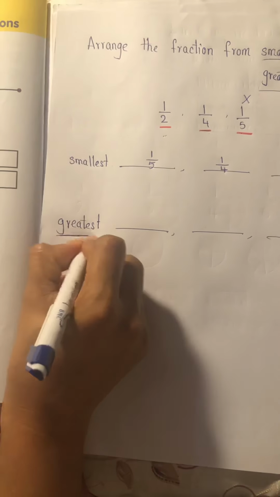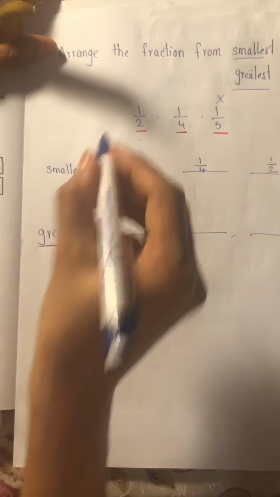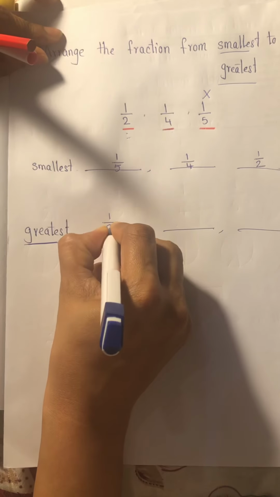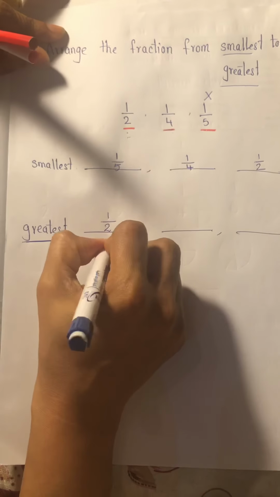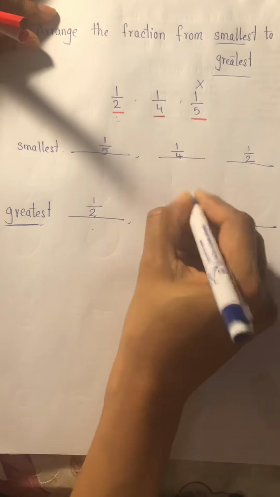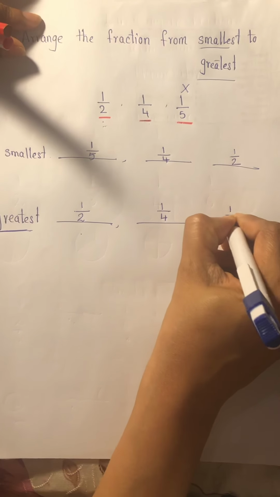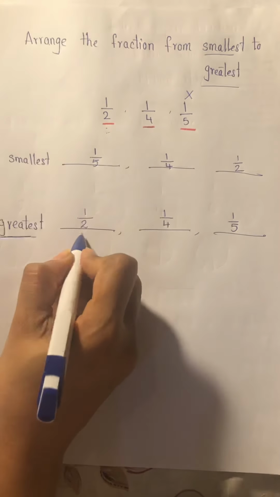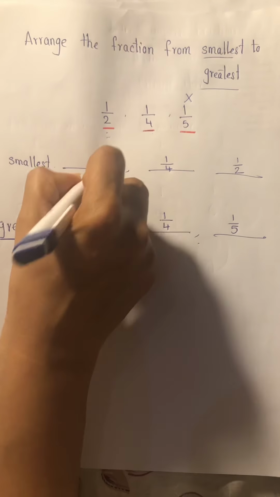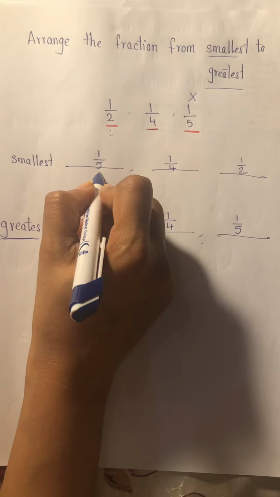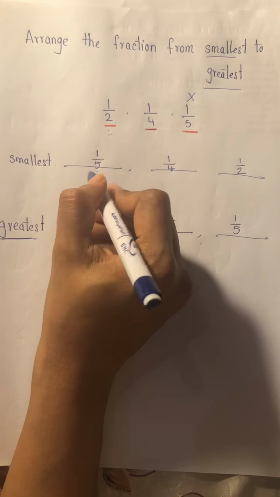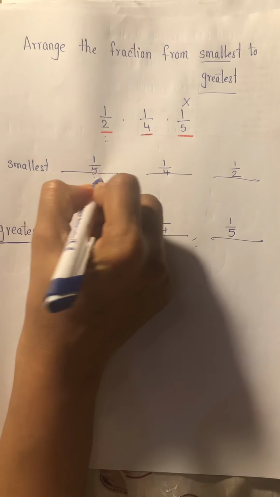Now greatest. How can we find the greatest number? The number which is smaller as a denominator is the greater number, 1 over 2. Then the second one, 1 over 4 and 1 over 5. The number which is smaller is the greater number. The number which has the bigger denominator, we say smaller number.